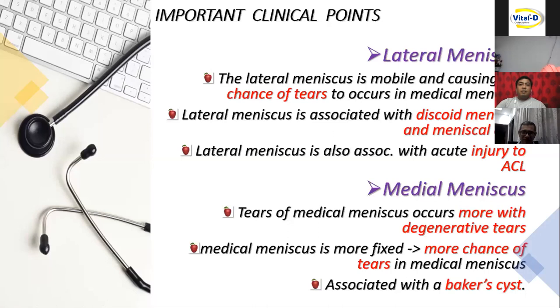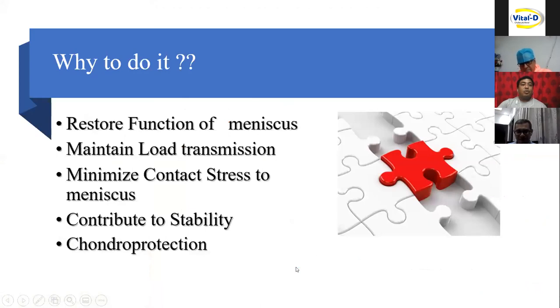The most clinically important features related to our meniscus: the lateral meniscus is the most mobile structure, so there is less chance of tear, which was also described earlier. Most common injuries occur in the medial meniscus. Lateral meniscus is associated mostly with discoid meniscus and meniscal cyst. Lateral meniscus is also associated with injury to the ACL. For medial meniscus, we have discussed earlier that it is more associated with degenerative change. Yes, and Baker cysts are more common.